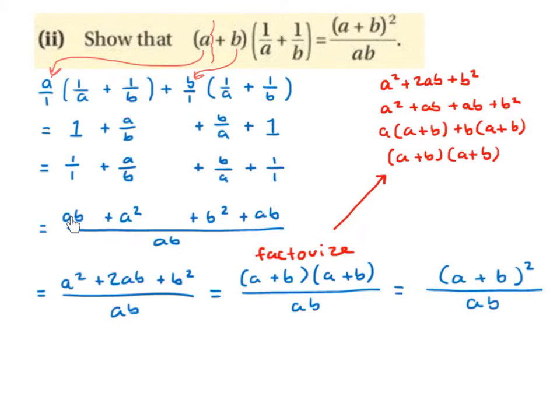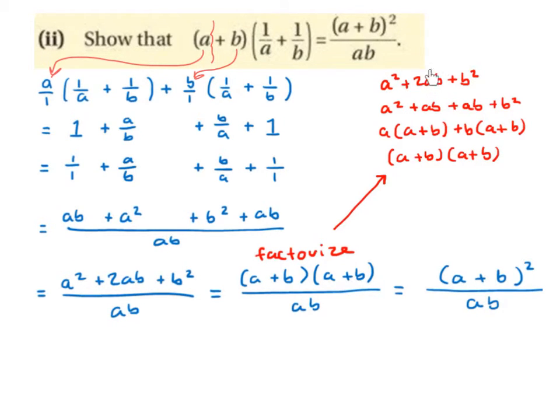So we have AB plus A squared plus B squared plus AB all over AB. So we can put the AB's together to give us 2AB. So we have A squared plus 2AB plus B squared all over AB. So next what we want to do is factorize our numerator.